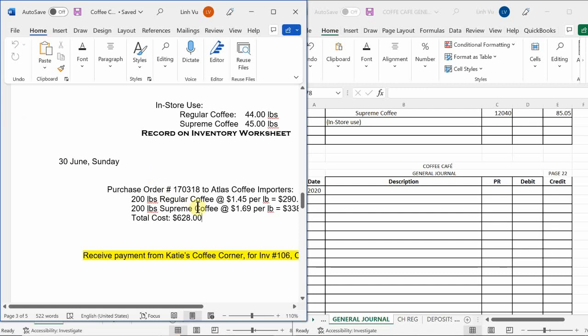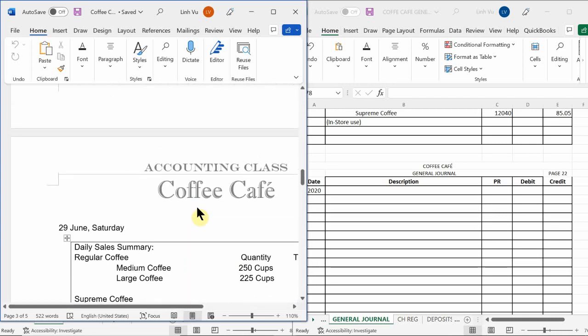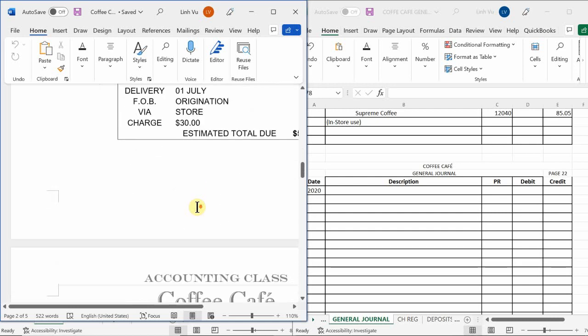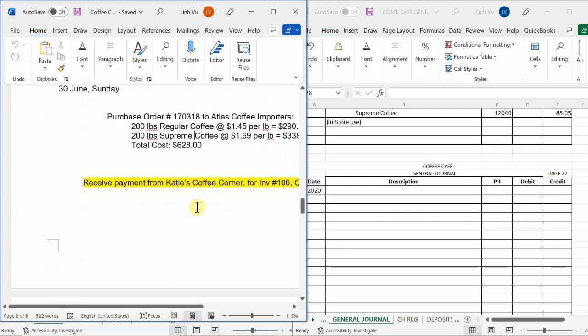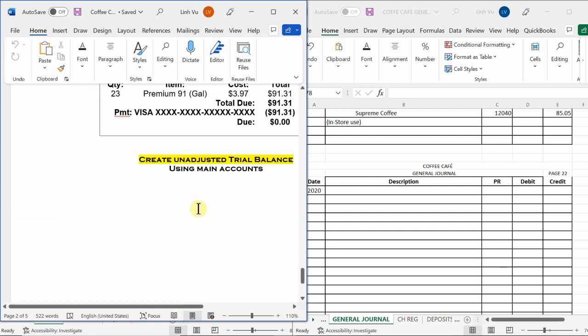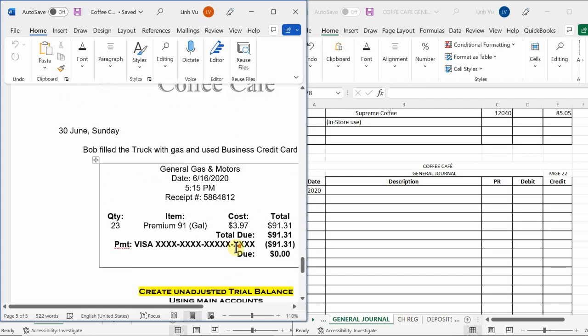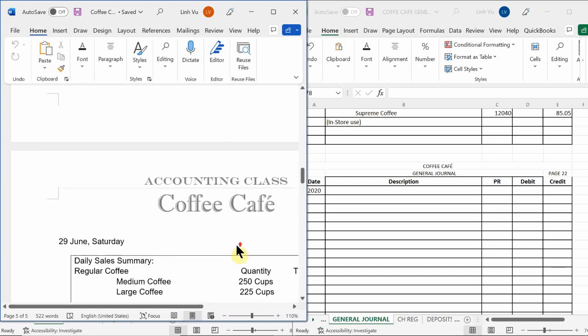All right, so yesterday we last left off finishing and completing the entire coffee cafe for the 29. So all we have left is just to finish up the very last day, and then we will complete the unadjusted trial balance, okay? Now notice this, it says unadjusted trial balance. You're going to create one using main accounts. All right, so we'll practice that when we come back from the break.